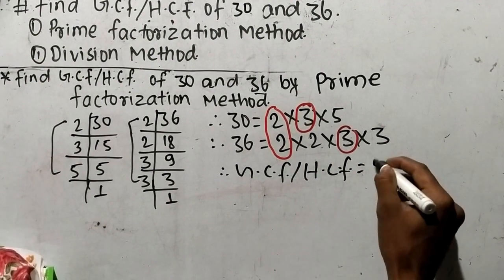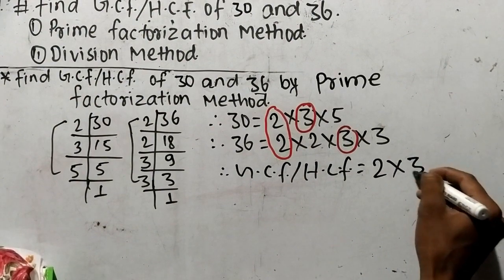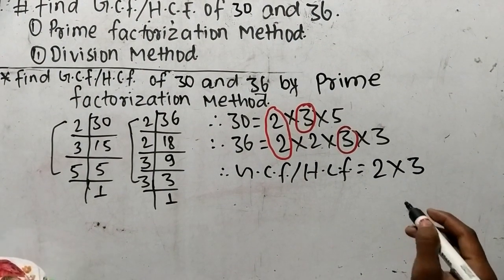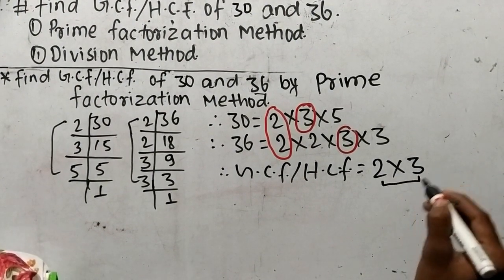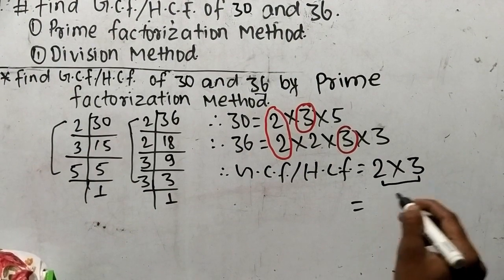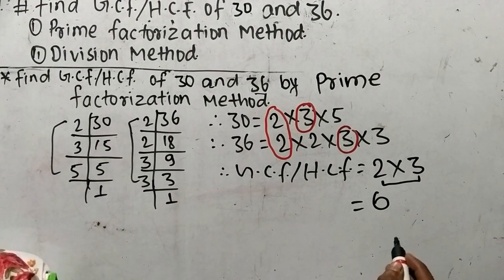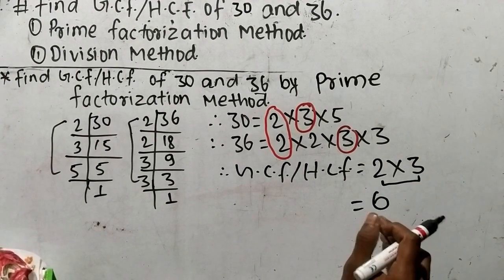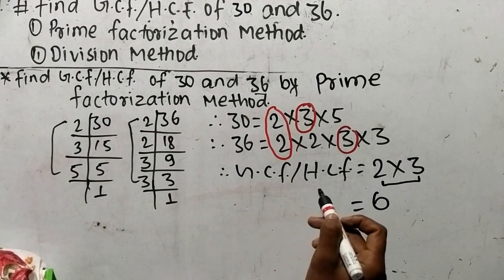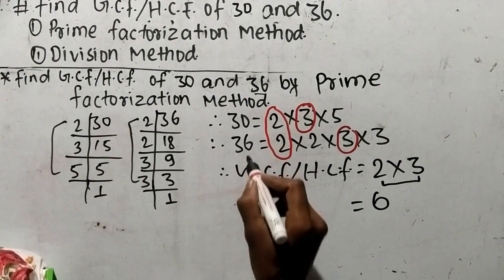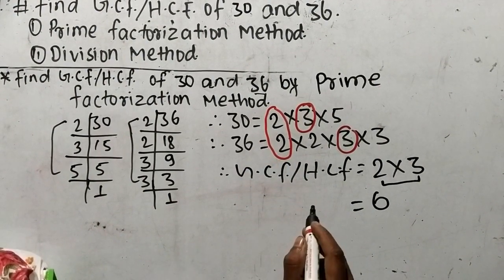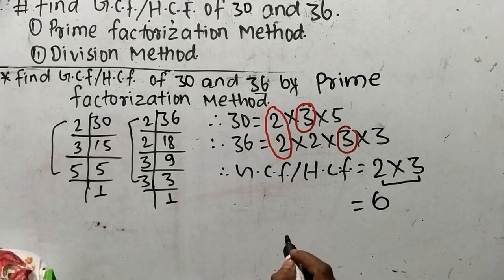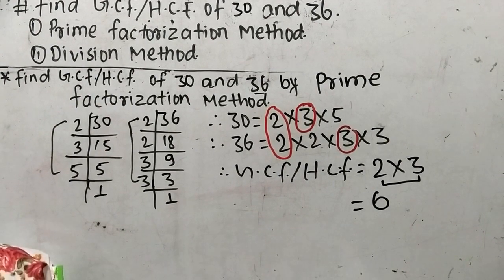So we have common factors 2 times 3. So now we have to find out the product of these common factors. So it is 2 times 3 means it is 6. So 6 is the product of common factors. Therefore 6 is the GCF or HCF of 30 and 36. So in this way we can find out the GCF or HCF by prime factorization method.